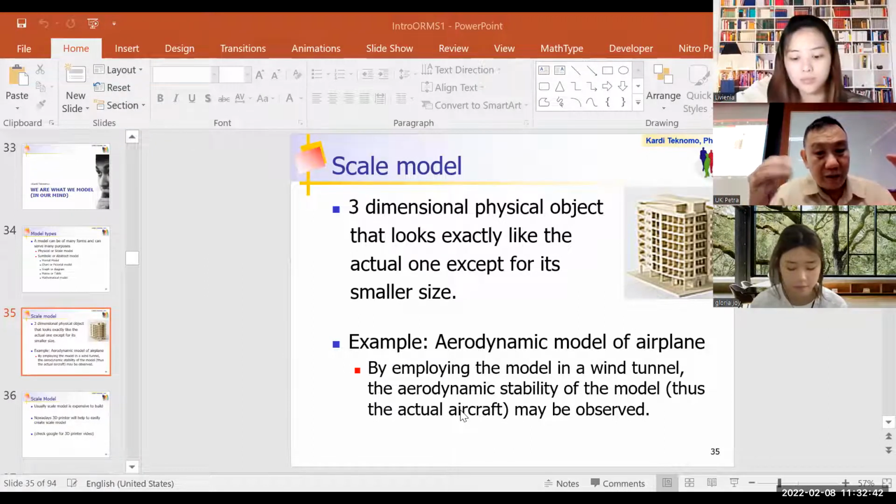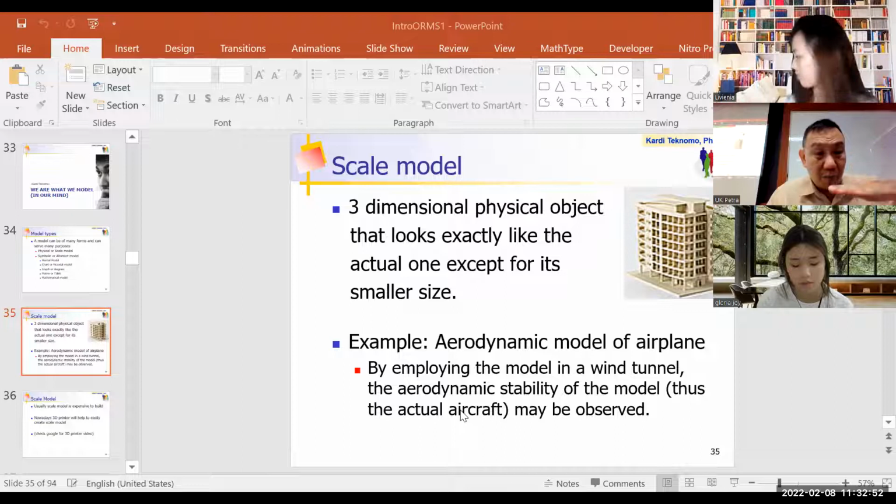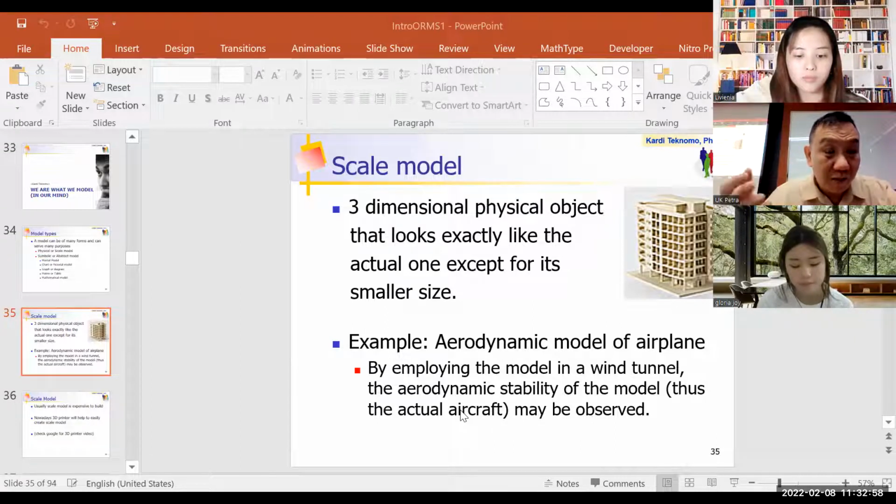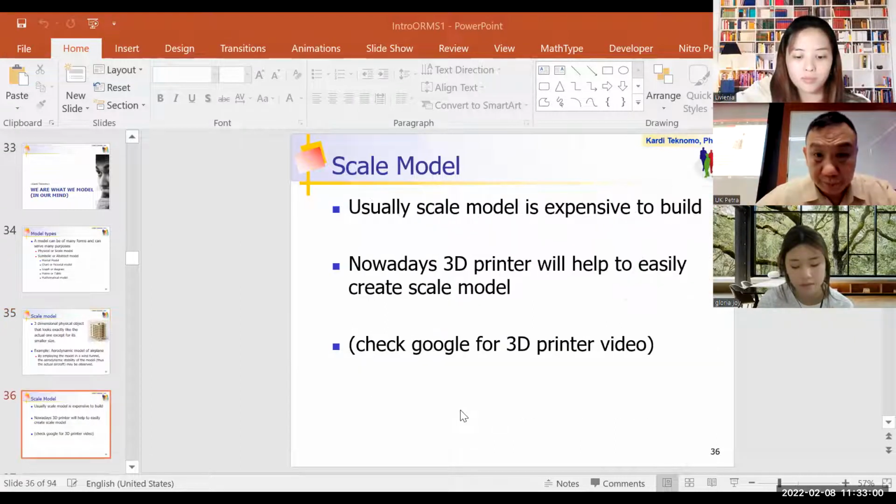In the wind tunnel, what is the stability of the model? For example, the building or the aircraft, can they withstand it? The same scale model they will put into vibration, for example, to see at what level they will collapse. The scale model is usually expensive to build, but with the 3D printer it has become easier to create.